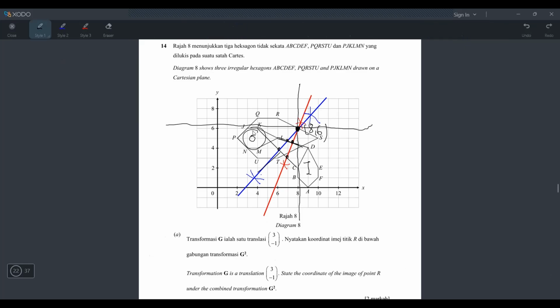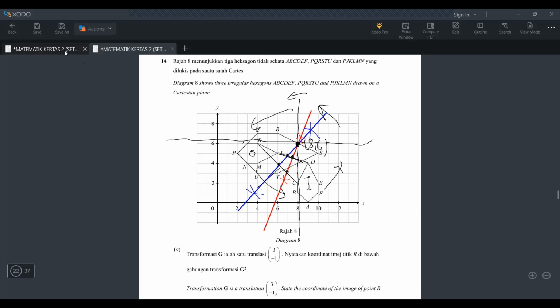PJKLMN, which is this, to this. So the direction is like this. And if the direction is like this, it's anti-clockwise. It's lawan arah jam. Okay. But some students will say, hey sir, what if I go clockwise? Can also, but if you go clockwise, it will be clockwise 270 degrees, because it will be clockwise 90, clockwise 180, clockwise 270. Okay. But for me, I will just write anti-clockwise 90. Okay. I will just write anti-clockwise 90.